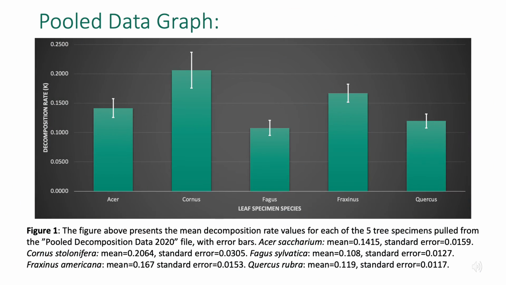The figure below represents the overall averages of the mean decomposition rates from all lab sections. The results show that Fagus sylvatica, or European beech, had the slowest rate of decomposition with a K-value of 0.108 and a standard error of 0.0127, while Cornus stolonifera, or red dogwood, had the fastest rate of decomposition with a K-value of 0.206 and a standard error of 0.0305.